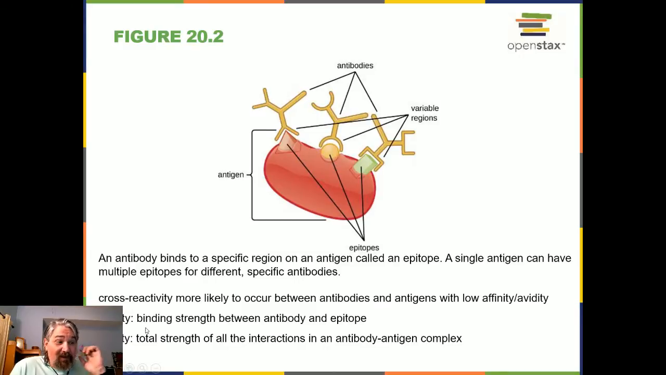Affinity is the binding strength between the antibody and the epitope, and avidity is the total strength of all the interactions in an antibody-antigen complex. That makes sense because you're talking about different epitopes interacting with an antibody that's more likely to have a low affinity for that binding site if it's a cross-reactivity reaction.